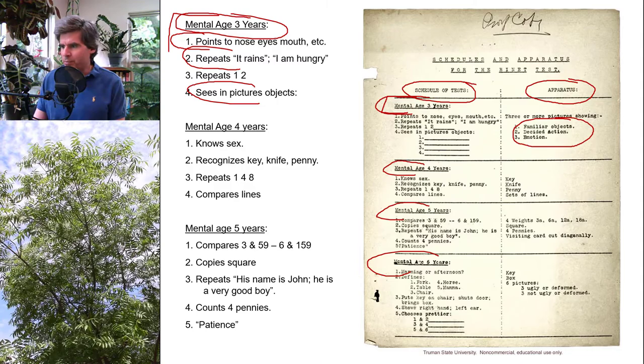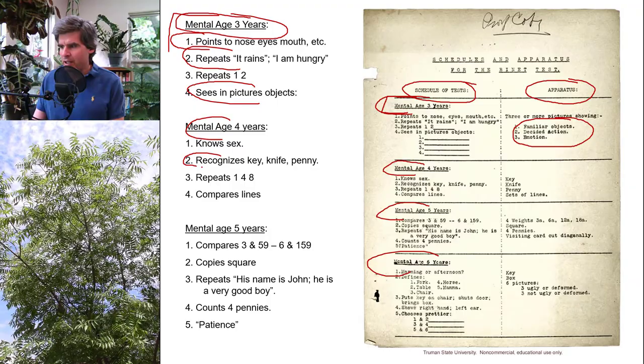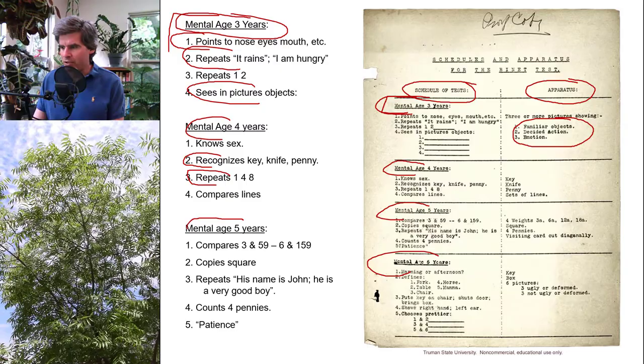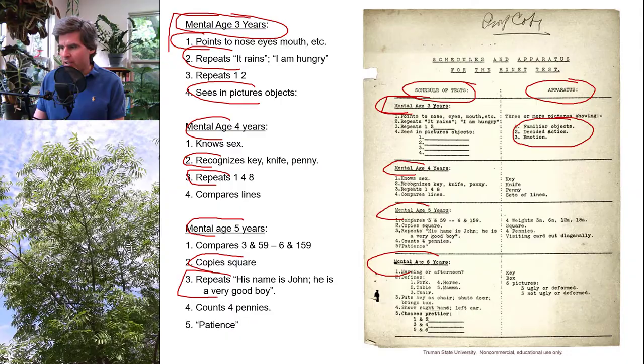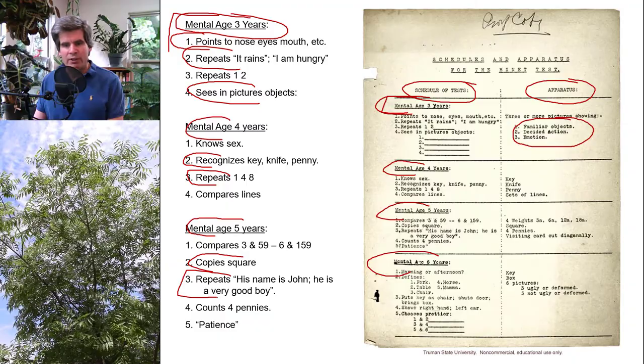And then for a mental age of 4, the child should be able to recognize what is a key, a knife, and a penny. Should be able to repeat 1, 4, 8, and so forth. A mental age of 5 years old should be able to copy a square, should be able to repeat, "his name is John, he is a very good boy," and so forth. So that's what Goddard's interpretation of the Binet test looked like.